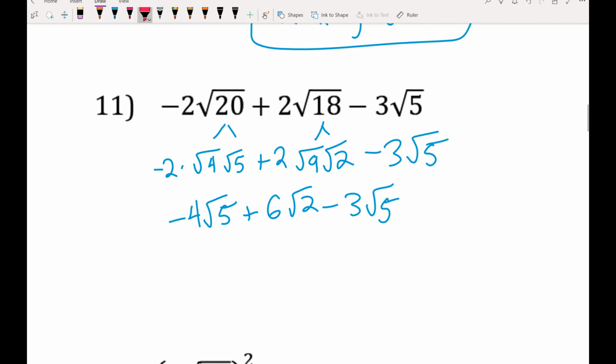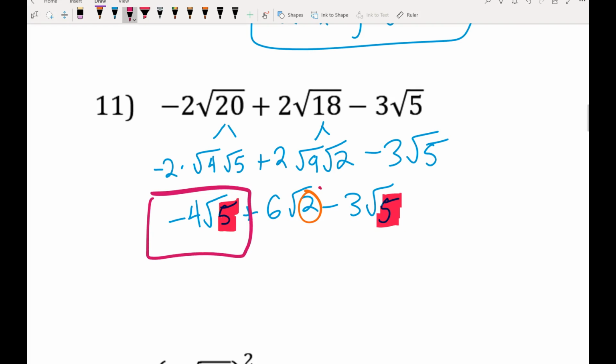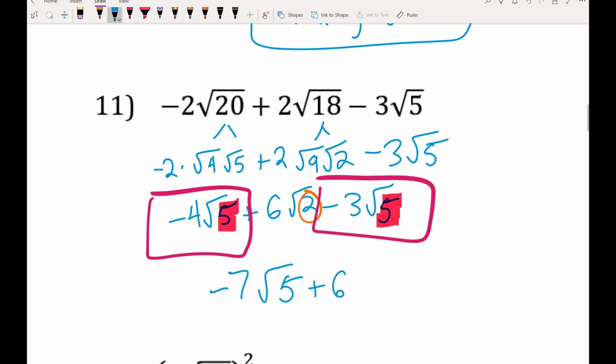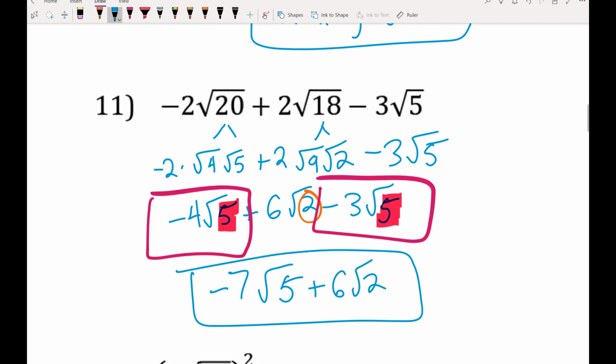Now I notice I've got a 5 here, and I've got a 5 here. But I have a radical 2 there. Remember that addition is commutative, so I could rearrange things to combine this term with this term without affecting that plus 6 radical 2. So negative 4 radical 5 minus 3 radical 5 is negative 7 radical 5, and I rewrite the plus 6 radical 2. There's nothing more I can do at this step. The radical 5 and the radical 2 are simplified as much as they can be, and they're not like radicals, so I can't add them.